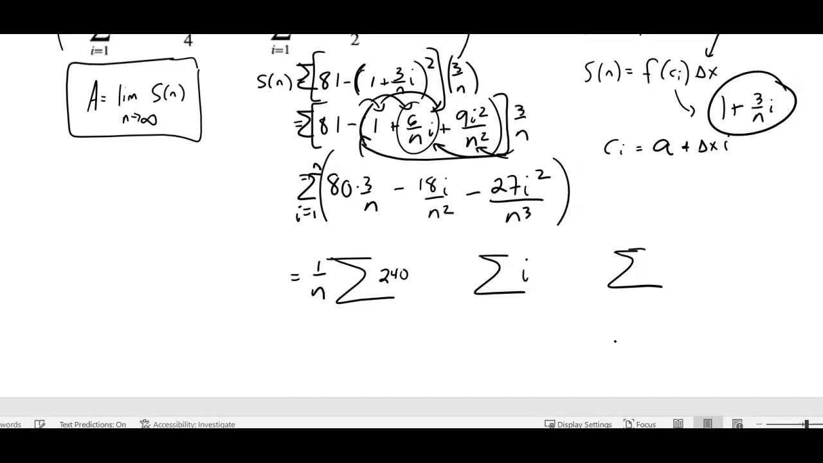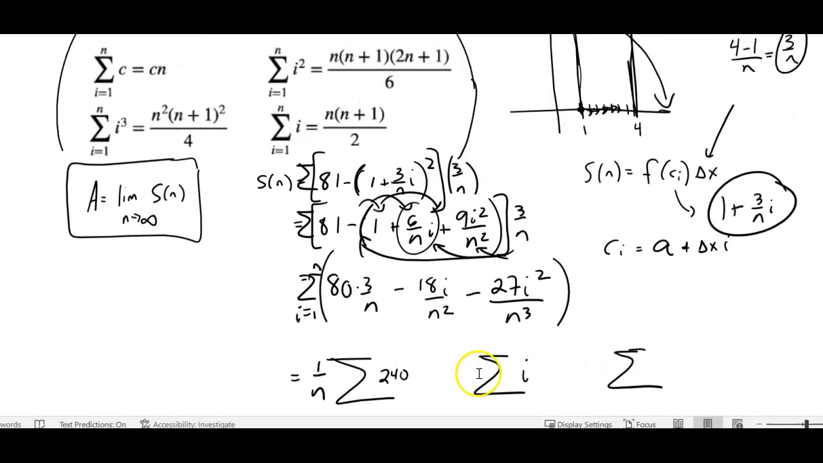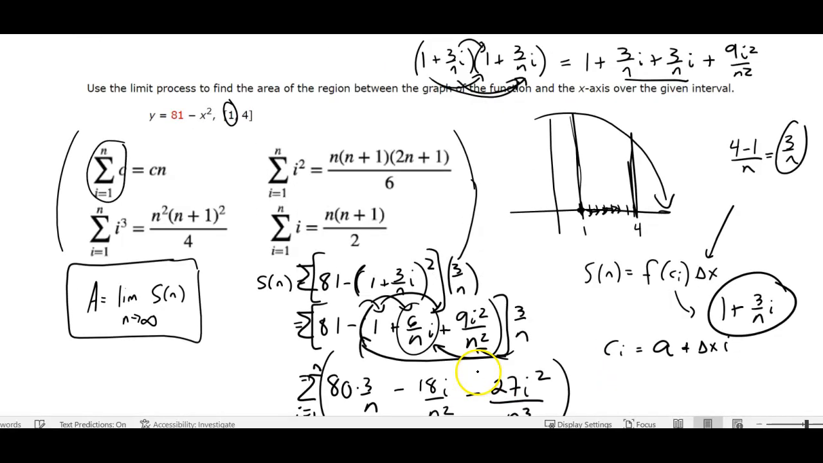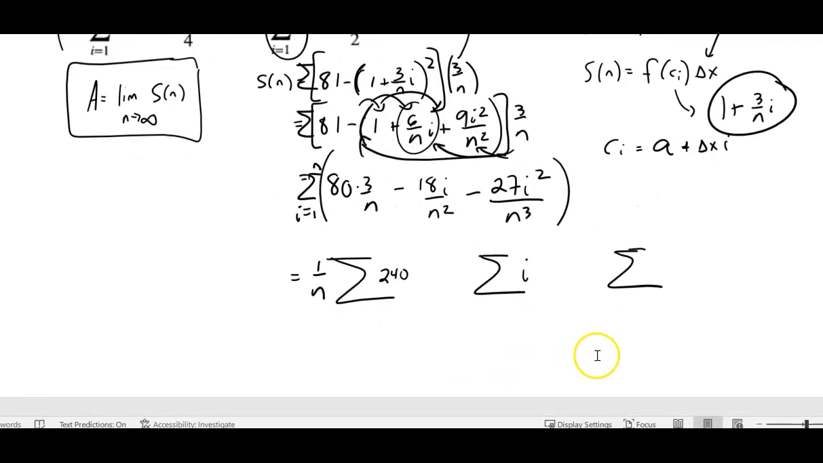In this case, I want i by itself, right? If I want to use my formulas, I want the constant, I want an i squared, and I want an i. We don't have a cube in this one. So that means the 18 over n squared is on the outside of that sum, i squared, which means the 27 over n cubed is outside of that sum. And these are all going i equals 1 to n.